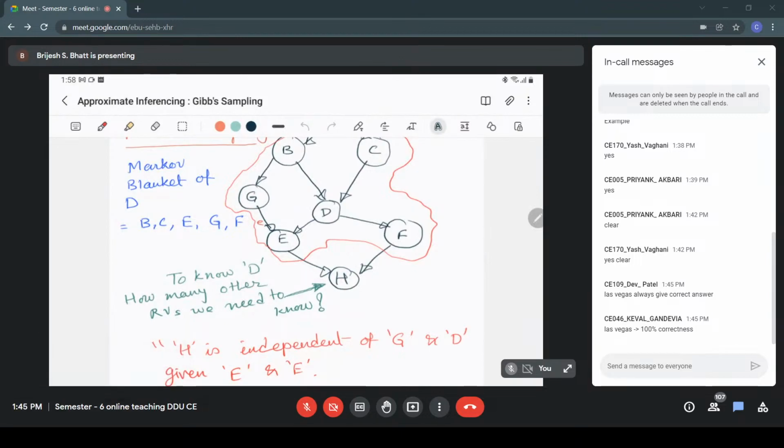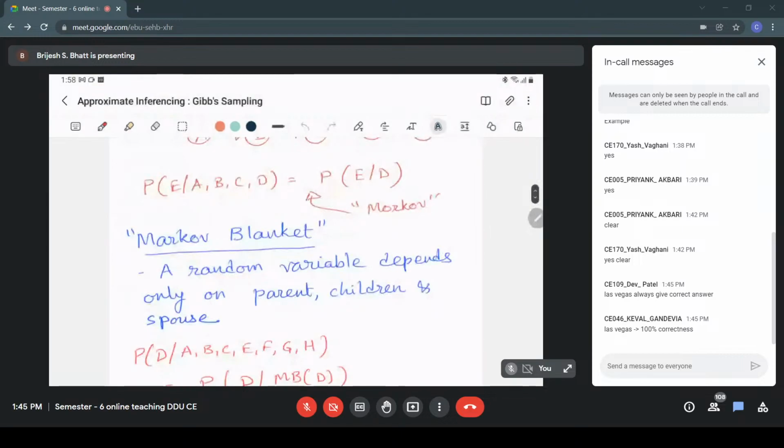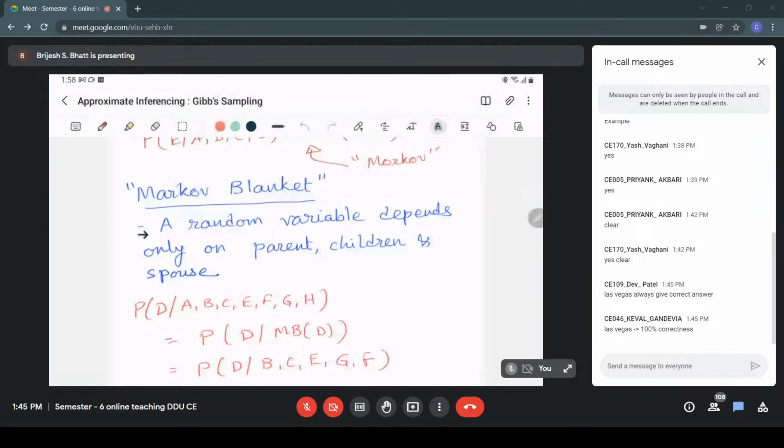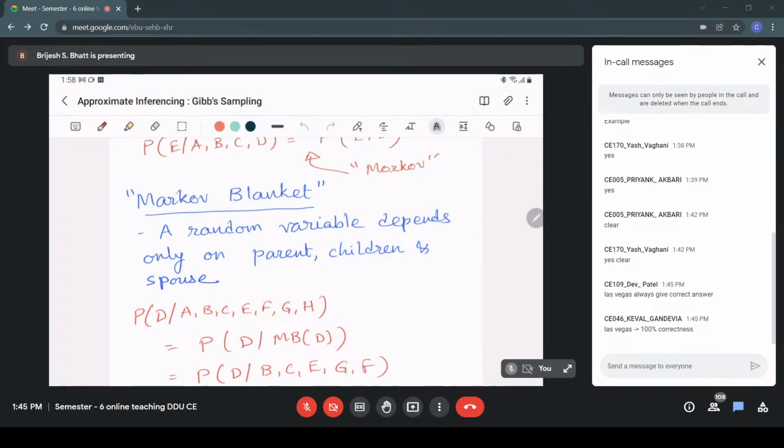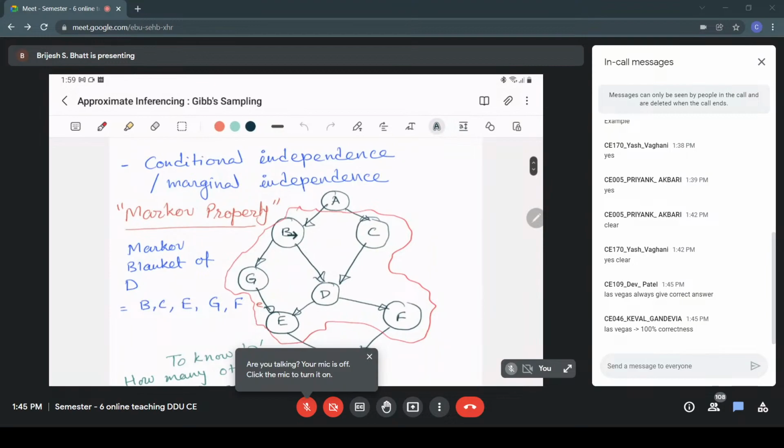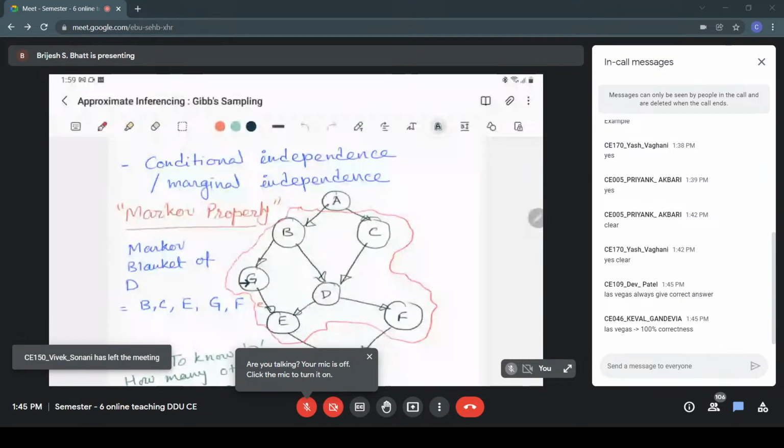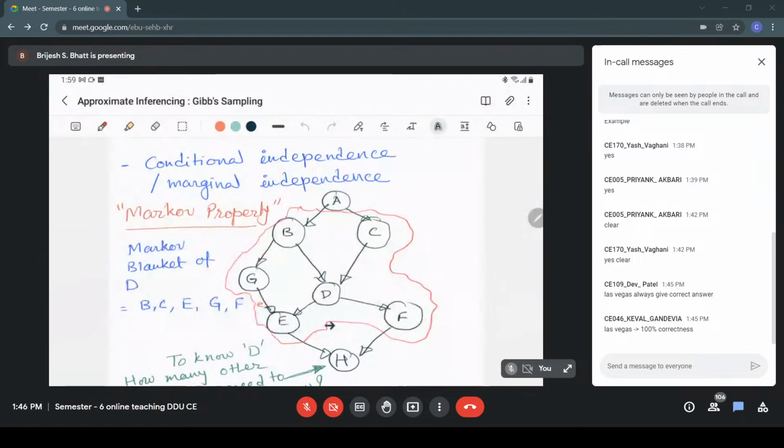So this is a simple way of understanding or figuring out the Markov blanket. A random variable depends only on the parents, children, and spouse. So in our example graph, the node D depends only on B, C, G, and E, F. B, C are parents, E, F are children, and G is the spouse. It only depends on five nodes, and it becomes completely independent of A and H.